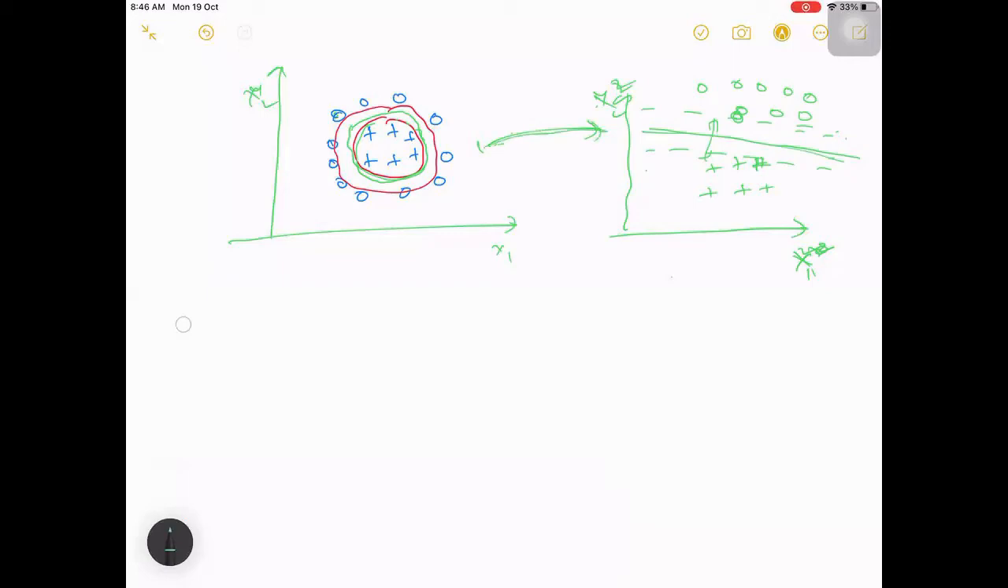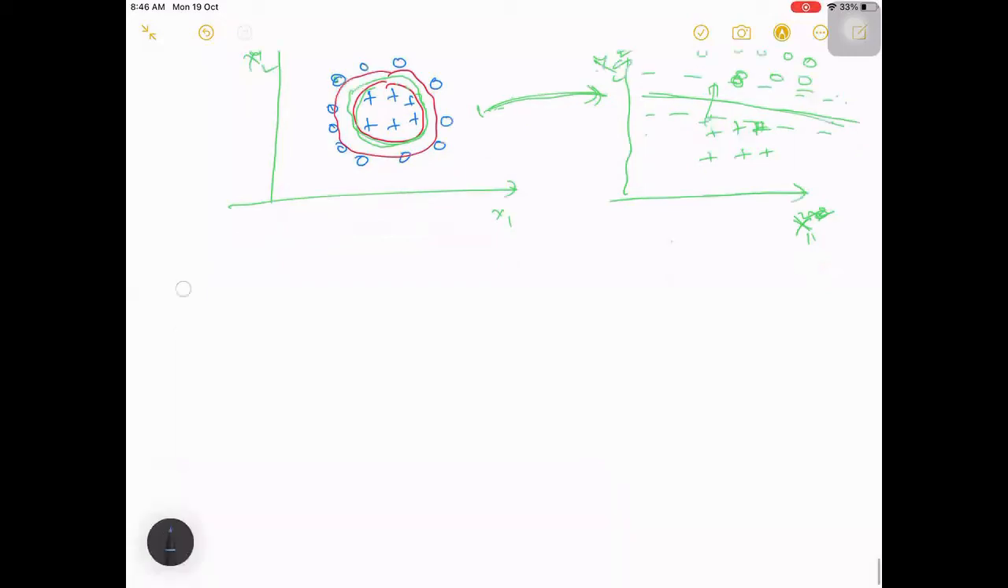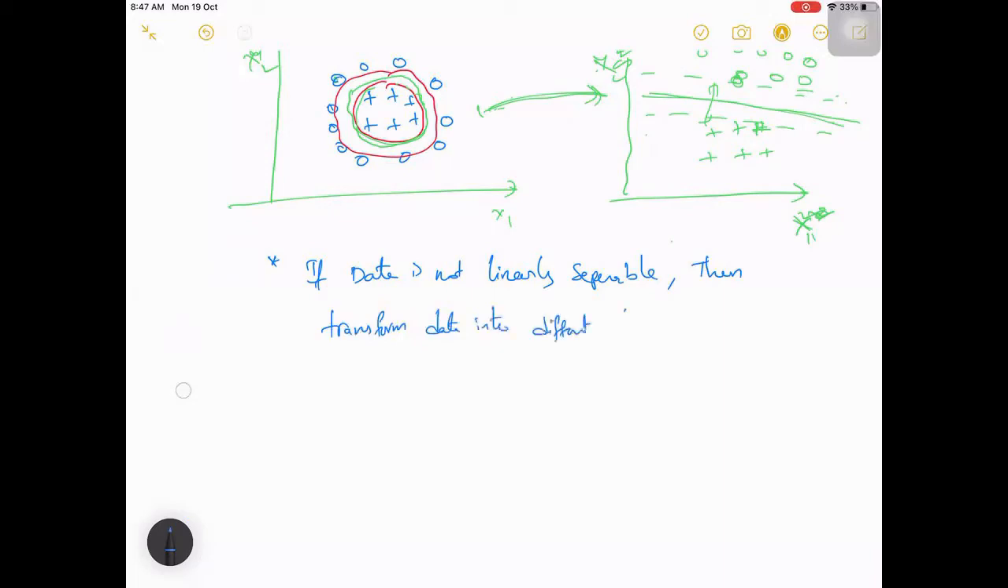If data is not linearly separable, then transform it to a different dimension to get it separable.